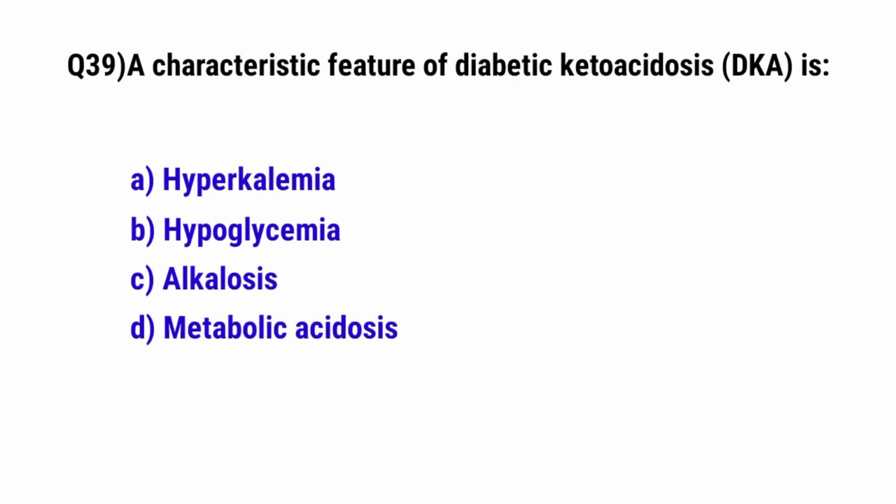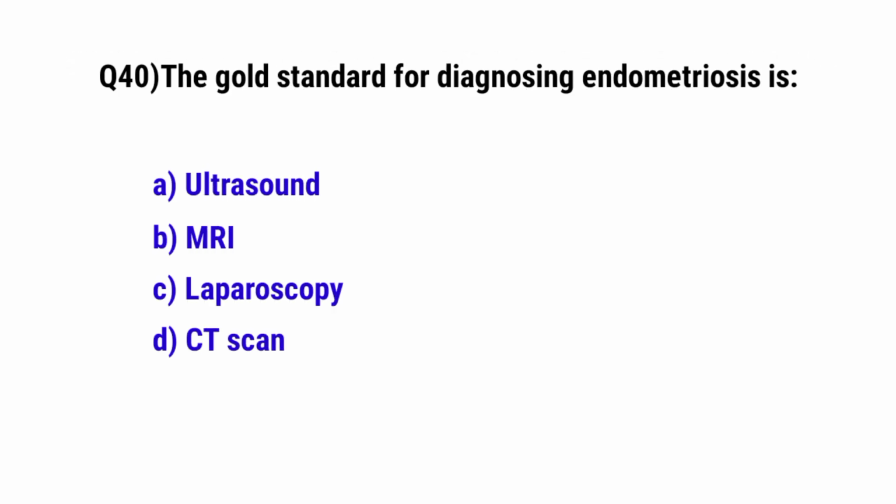Question number 39. A characteristic feature of diabetic ketoacidosis is? The correct option is D. Metabolic acidosis. Question number 40. The gold standard for diagnosing endometriosis is? The correct option is C. Laparoscopy.